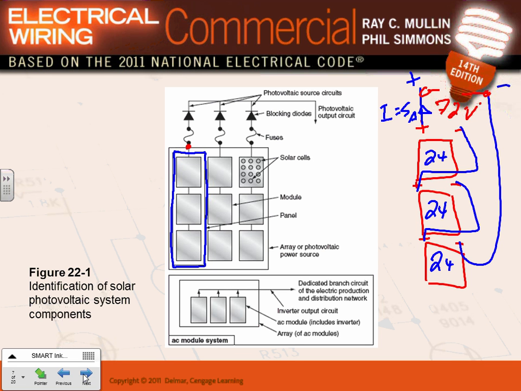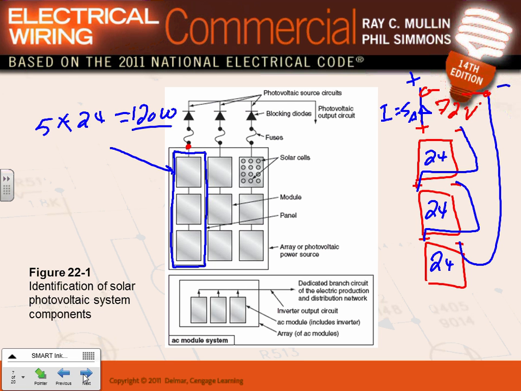What happens to the current in a series circuit? It stays the same. So if each one of these panels is giving 5 amps, and I put them in series, the outcome is 5 amps. So this panel is actually giving me 24 volt at 5 amps. So this panel is giving me 5 times 24. Adam, what's 5 times 24? 120. So this panel is giving me 120 watt.